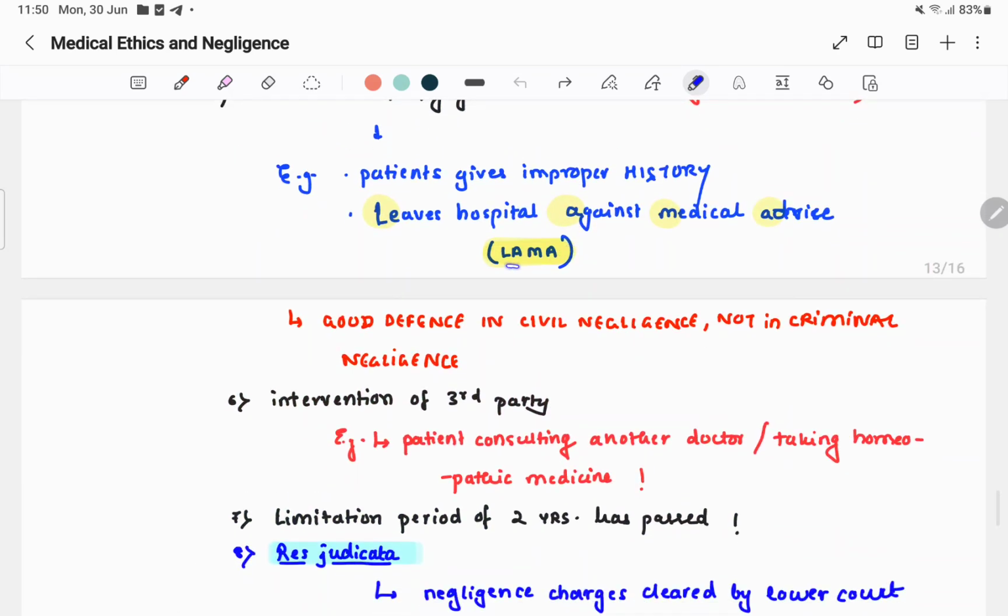LAMA, what is LAMA? Leaves hospital against medical advice. If a person leaves the hospital without medical approval and goes to another hospital, then you can't sue the doctor of the previous hospital because you are LAMA. The doctor will report you as LAMA, leaves against medical advice.